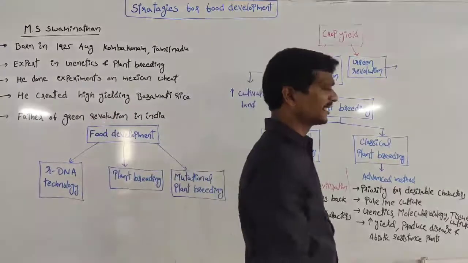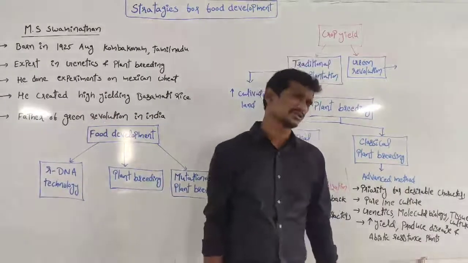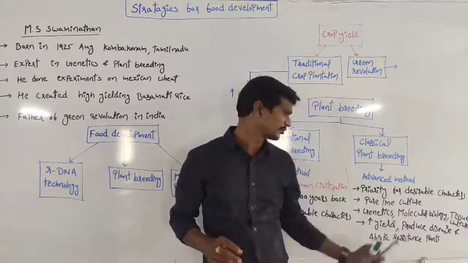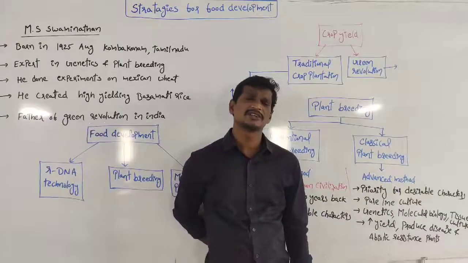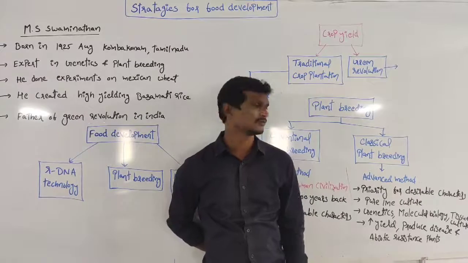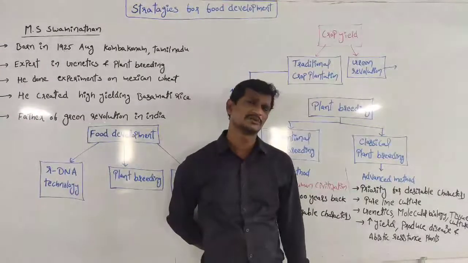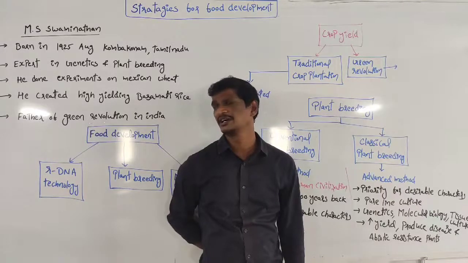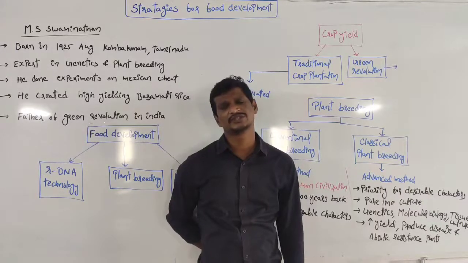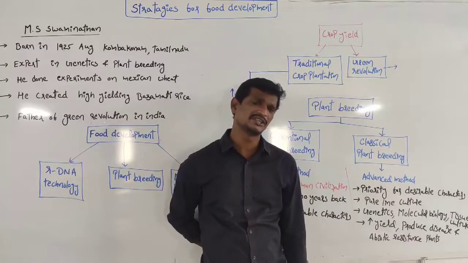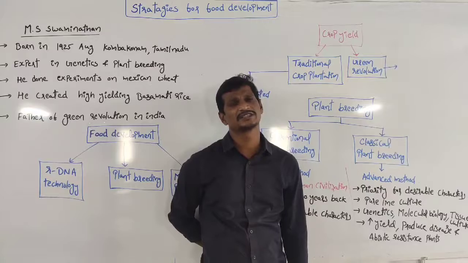And next is the classical plant breeding process. This is the advanced process. Here, priority is given to the desirable characters. So here pure lines are selected. Pure lines means these always maintain homozygosity. And remember, these plants have desirable characters with homozygosity, right?